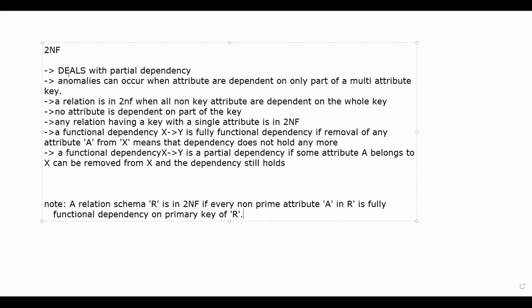See, basically 2NF deals with partial dependency. That means anomalies can occur when attributes are dependent on only part of a key attribute. So a relation is in 2NF when all the non-key attributes are dependent on all the key. Second, no attribute is dependent on part of the key. Any relation that is having the key with a single value is also in 2NF. This point is very important.